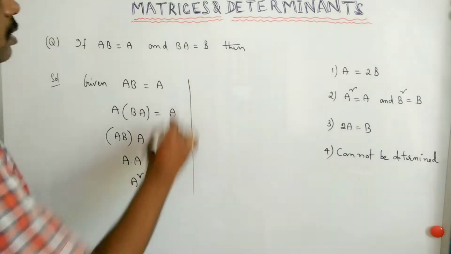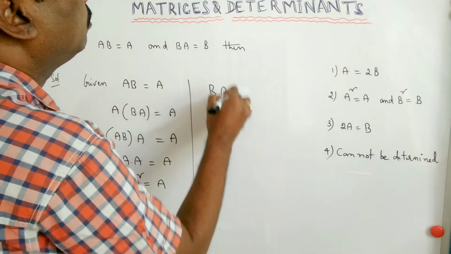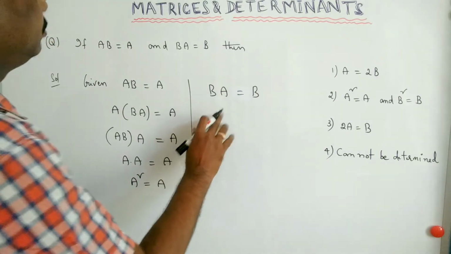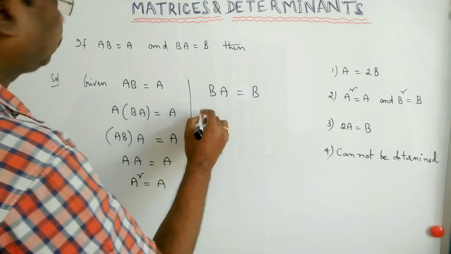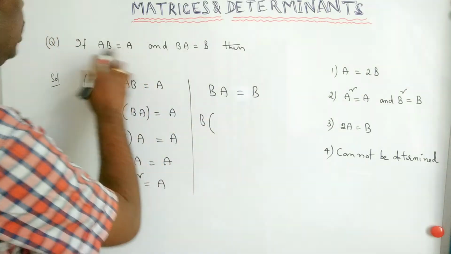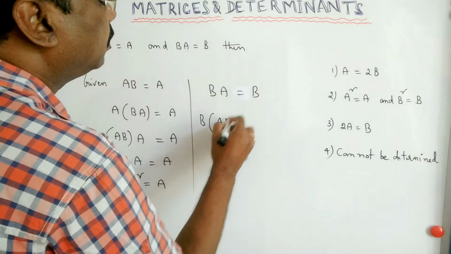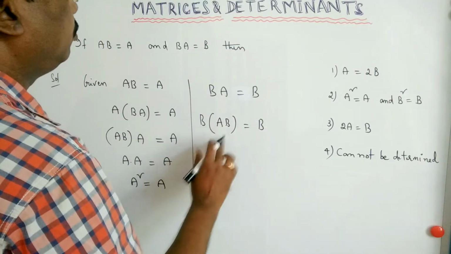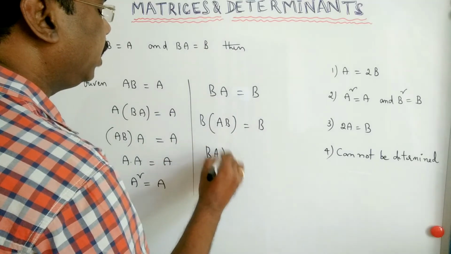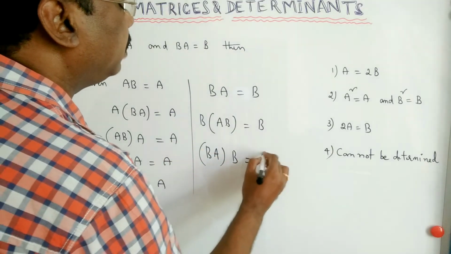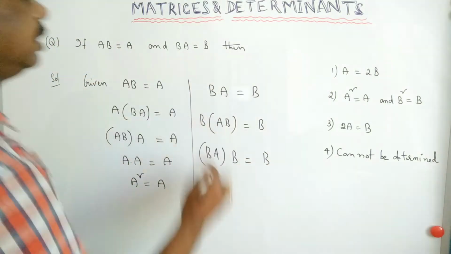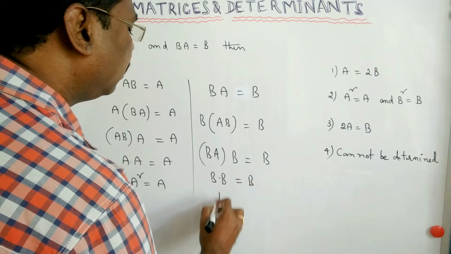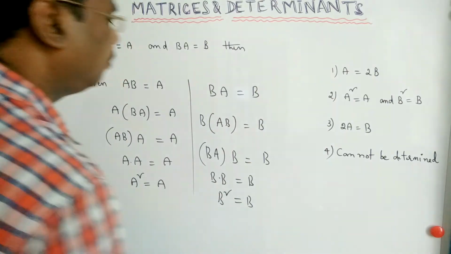And also given BA is equal to B. Now B into A value is AB, and AB is equal to B. Okay, now BA into B is equal to B. Now BA value is B, so B into B is equal to B. Now B square is equal to B.